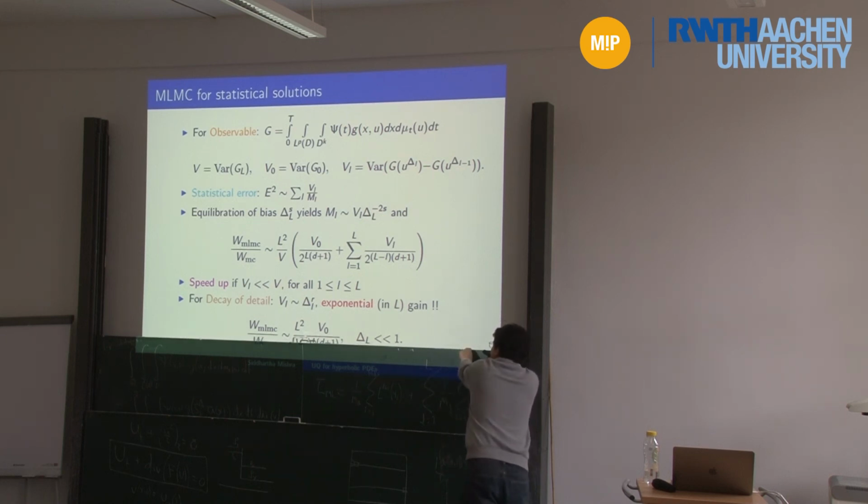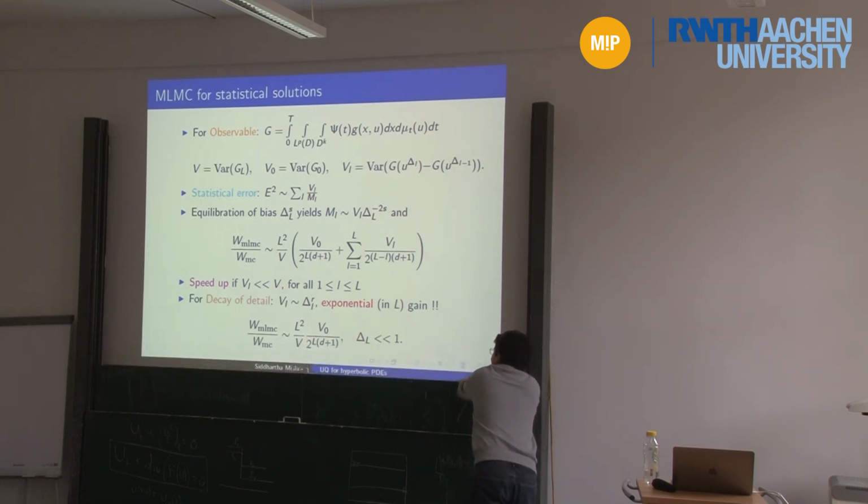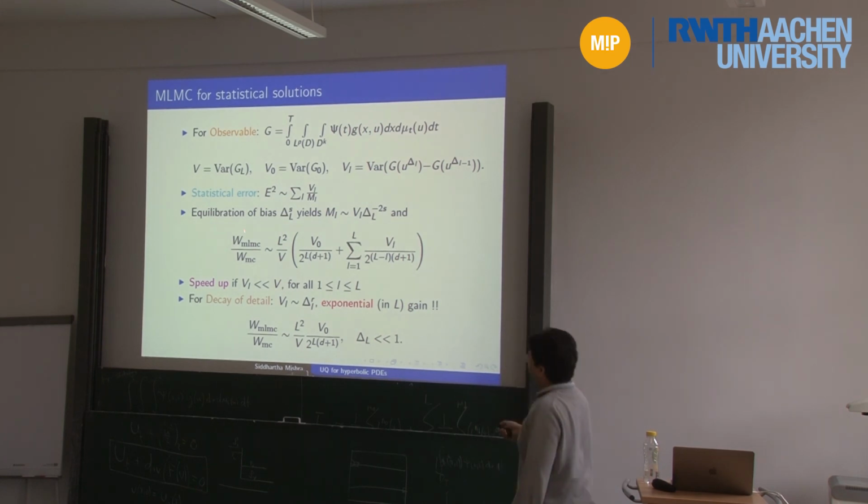So now you can imagine, look at some of the numbers here, roughly speaking. Speed up means the work done by this guy should be much less than the work done by Monte Carlo. There are two terms here. Of course for the first guy, V0, the variance of the coarsest grid is comparable to the variance of the underlying function as you can see. So this is order 1. This is L squared, which is bad because L is a big number, but we have 2 to the power LD plus 1. So this is exponentially small. So this will be a small term.